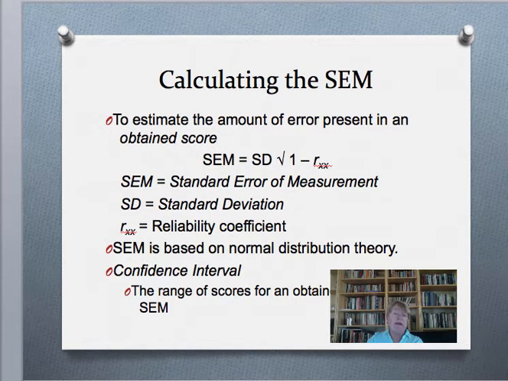A confidence interval is the range of scores around an obtained score. So let's say that score of 100 might be the Q score that's reported, but the confidence interval might be 95 to 105. That's a range that includes the standard error of measurement, and what that's saying is that somewhere between 95 and 105 would be this person's true score. We don't know what it is absolutely, but we know that it's somewhere in that range.